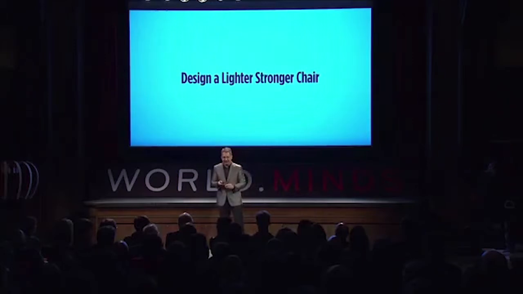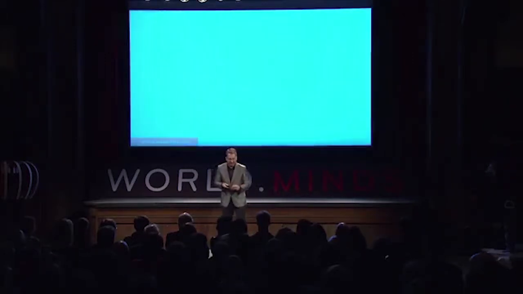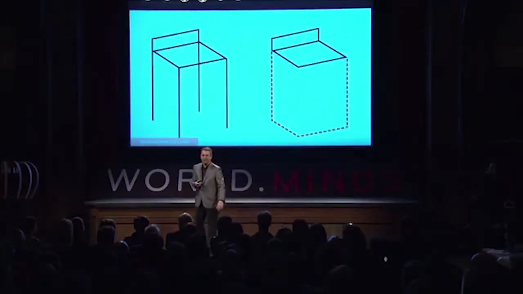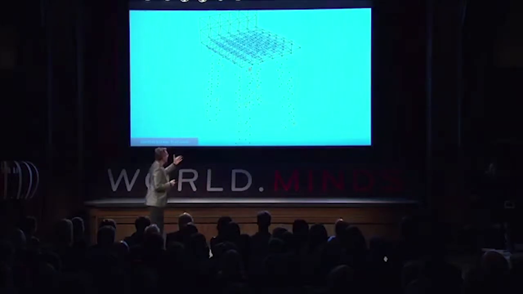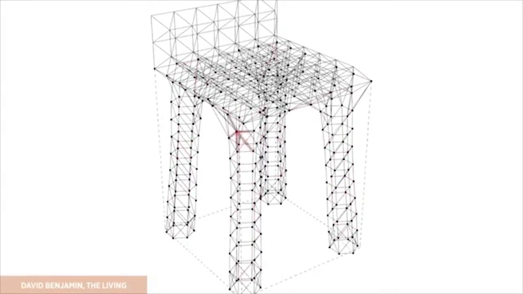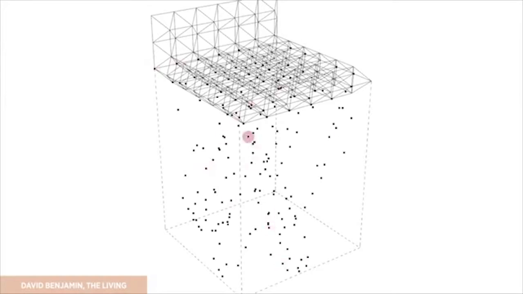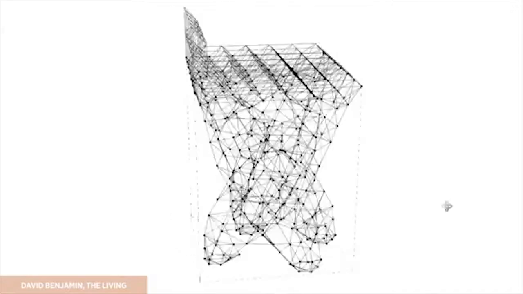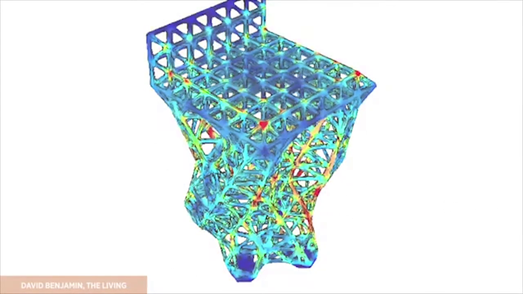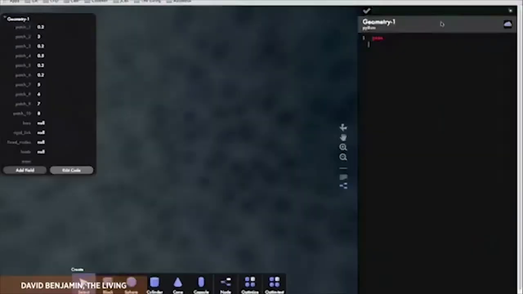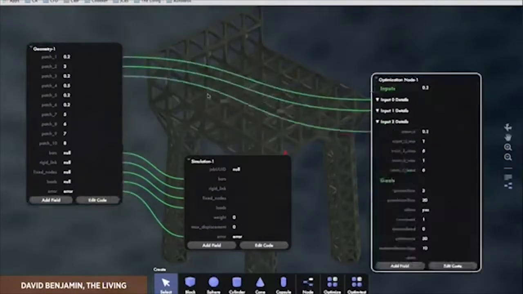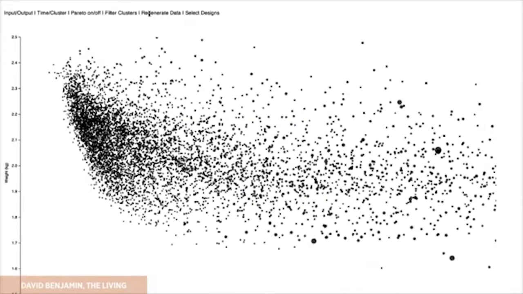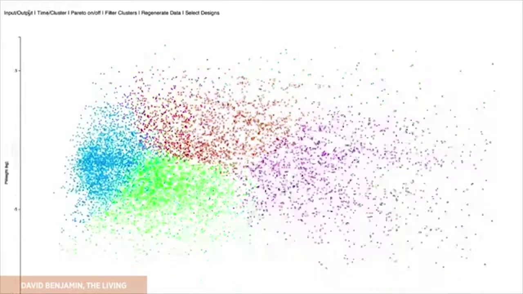So if we wanted to design a lighter, stronger chair, we would begin with a chair, an outline that looks like this, and then with a little bit of computation, it would analyze the chair, figure out its strengths, its weaknesses, its tensile capabilities. The computer would generate an option. It knows its goals and constraints, and then it calculates how well it does against that.